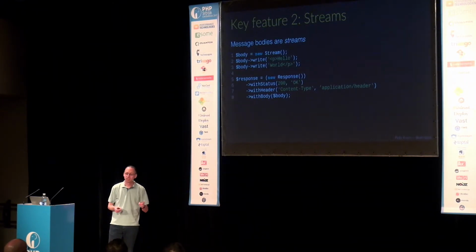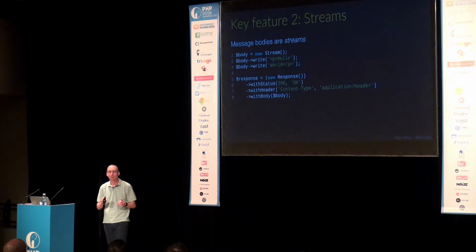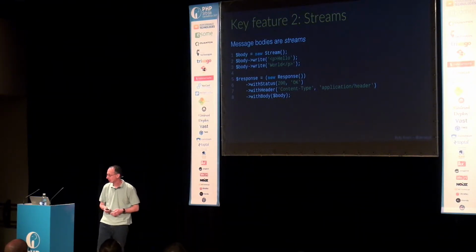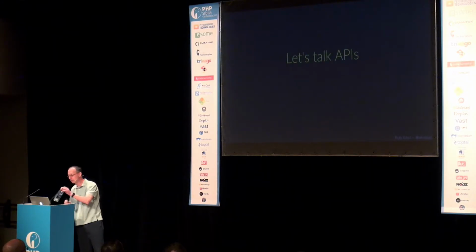There's one gotcha. A stream is not immutable. So whilst the rest of PSR-7 is immutable, the streams are not. So be aware of that as well. You can edit them. Okay, that's enough about that. Let's look at our APIs.